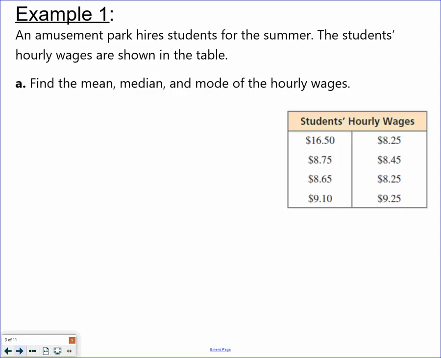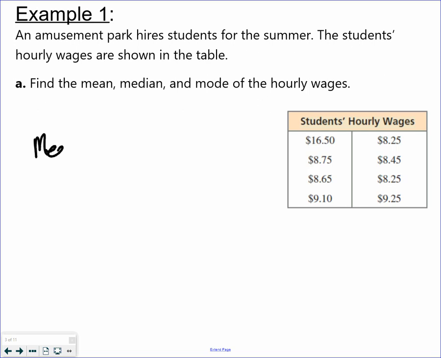So here we go. Let's actually get some numbers here. The amusement park hires students for the summer. The students' hourly wages are shown in the table. Find the mean, median, and mode. So let's start with median. Or excuse me, let's start with mode. And I'm going to write these down here.